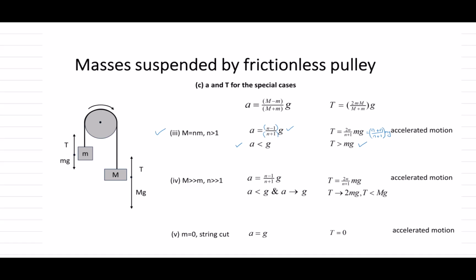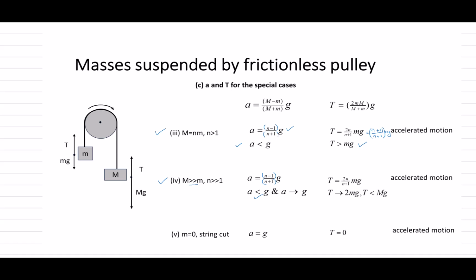Need not remember by heart, but it's very important to understand how the values change. Now let's take the next case. If we take the case that M is very, very high as compared to m, then we apply the same logic. So n minus 1 will always be lower than n plus 1, and therefore a, as we have seen, will be less than g.